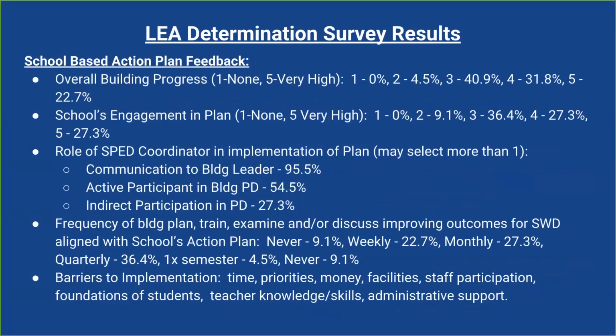The frequency of the building plan, the training, or discussing improving the outcomes: some are saying, 9% are saying, hey, we never meet and talk about this. There are some teams that are meeting weekly and some teams that are meeting monthly. Quarterly seems to be the biggest population, which is fine. You don't have to meet every week. You don't have to meet every couple days. But we do want at least quarterly.